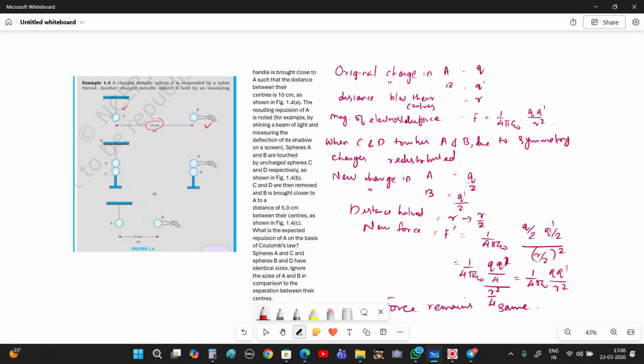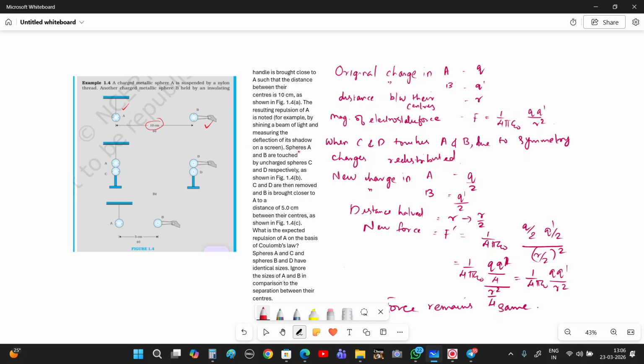For example, these have the same charges, right? Both are positive charges, so there will be a repulsion between them. You know that like charges repel and unlike charges attract each other. So since both are positively charged spheres, there will be a repulsion between them, and that repulsion is noted.